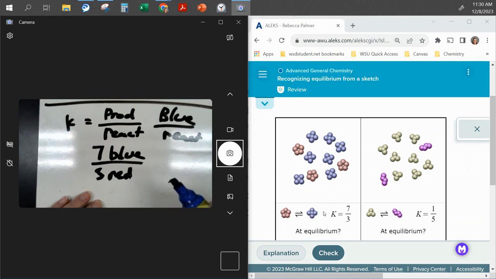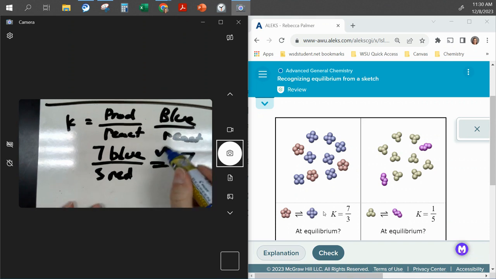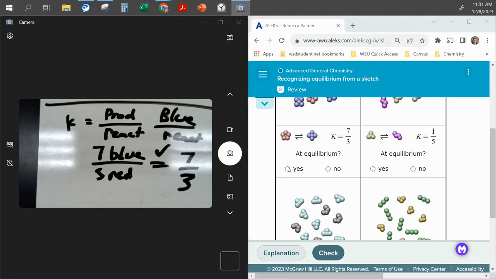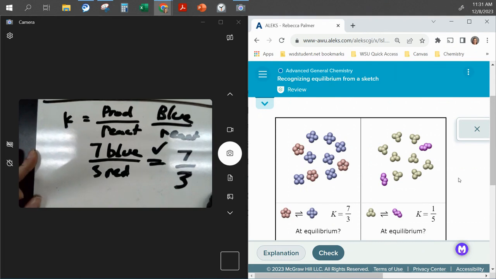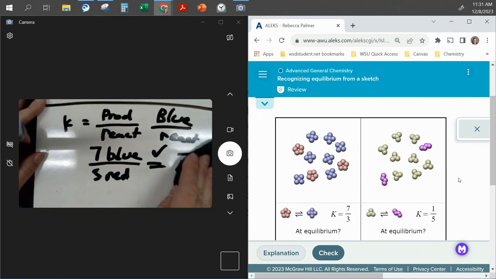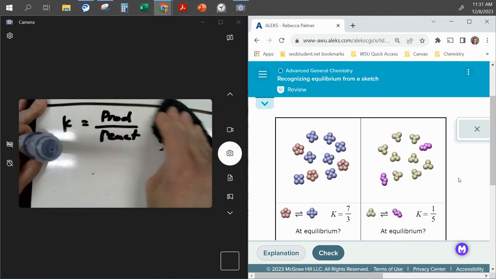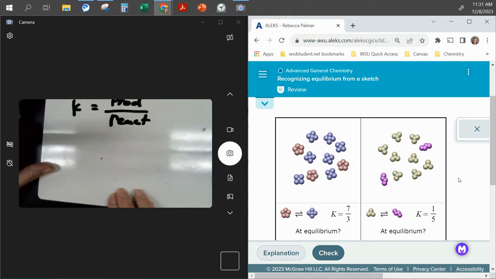Okay, so then on this one, if it's at equilibrium, the ratio will be 7/3. Is that true? That's true, so it's at equilibrium. So this one is yes, it's at equilibrium. Okay, so this one basically you just need to know products over reactants is the equation for equilibrium. So how about this one?